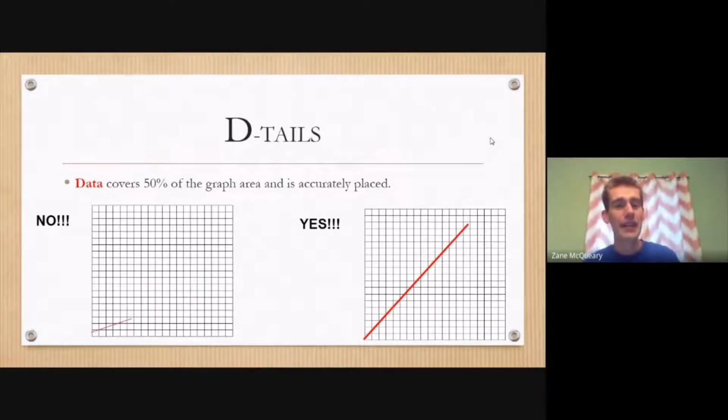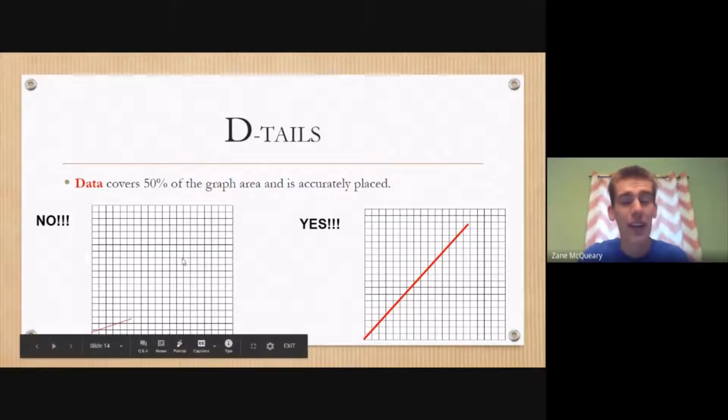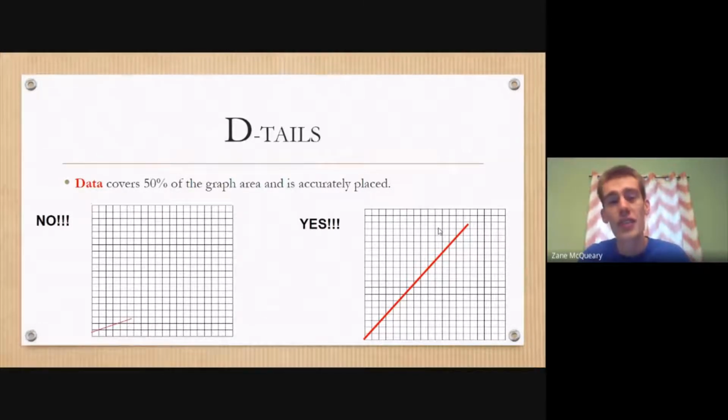The D in DETAILS is that data needs to cover at least half the graph. This graph on the left here has a lot of wasted space, and it's hard to see what's going on. On the right, it's much easier to see what's going on, and we can calculate things like y-intercept and slope with that.